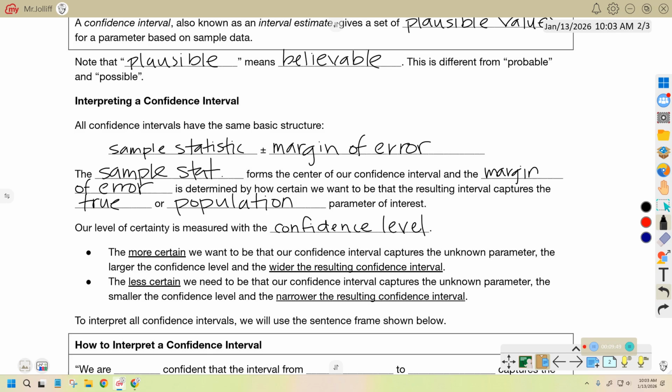So I want to be more certain that my population value is going to be somewhere in that interval. I want to make my interval wider. So the more confident I become, the wider my interval becomes. So the bigger the confidence level, the wider the interval. The smaller the confidence level, the smaller the interval. Easy to remember. Okay.